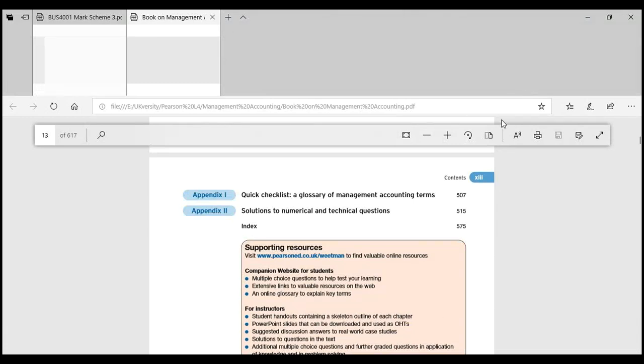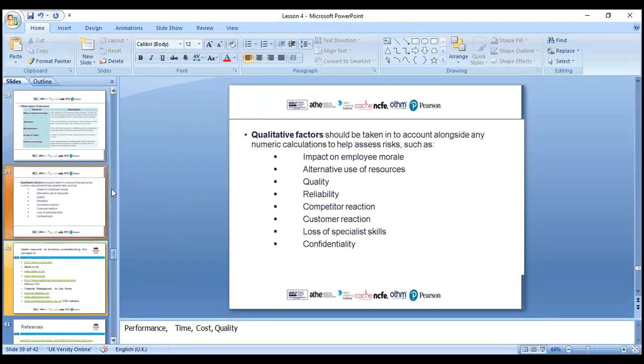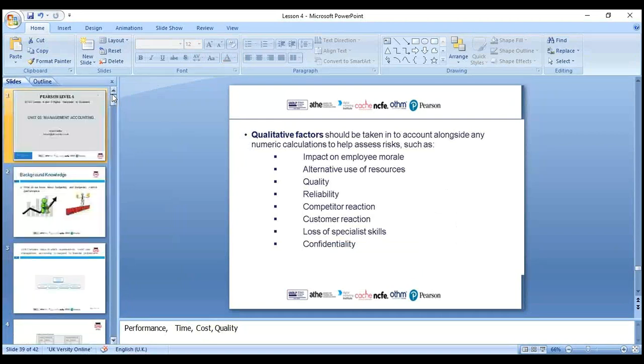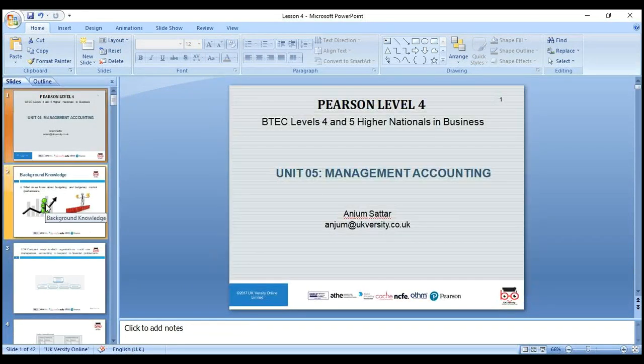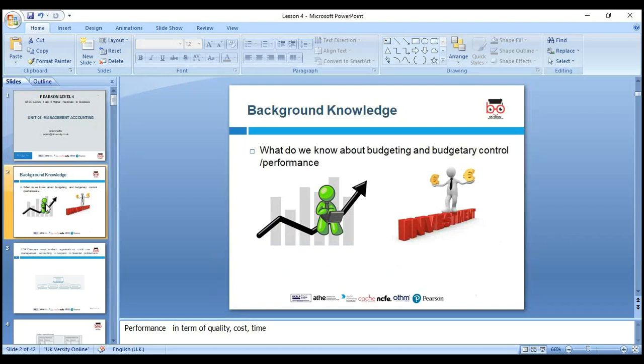Okay, we'll try to do one recap lesson on the assignment brief, where I'll go through how we can address the learning outcomes within the assignment. So that will be kept for the next lesson.